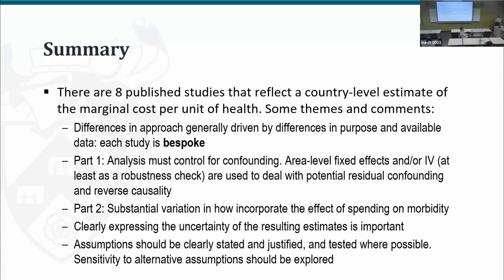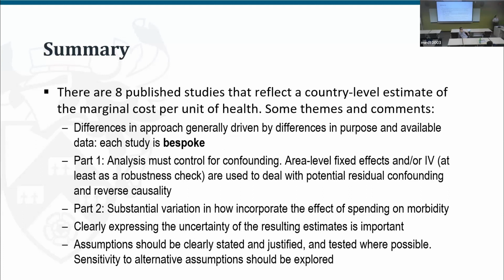So in summary, there are 8 published studies that reflect country-level estimates of the marginal cost per unit of health. And some of the themes and comments around this are that the differences in the approaches used are driven primarily by differences in the purpose and the available data. So each study is specific to that particular country context. The main themes from part 1 are that the analysis has to control for confounding. Area level fixed effects and or instrumental variables, which at least should be used as a robustness check, are used to deal with potential residual confounding and reverse causality.